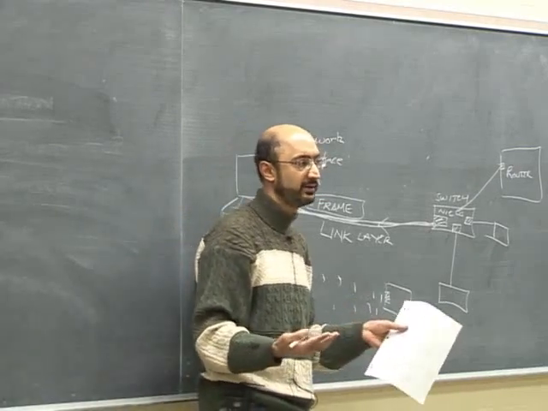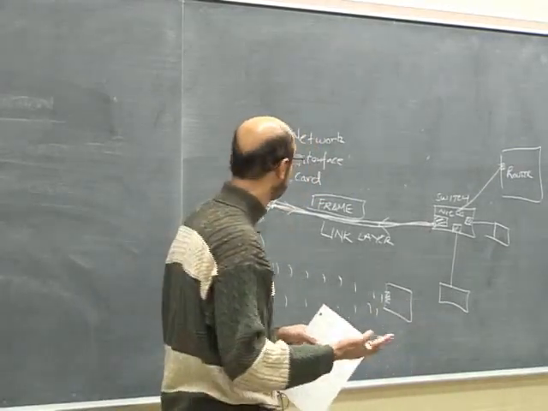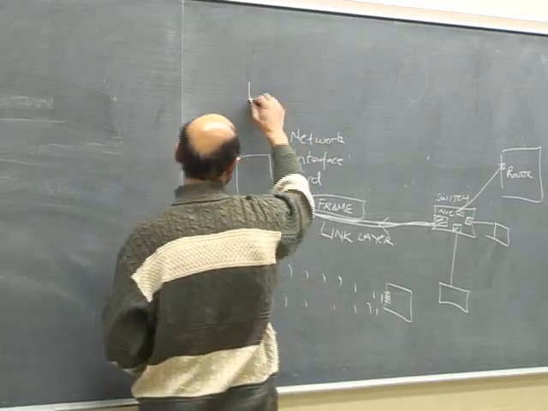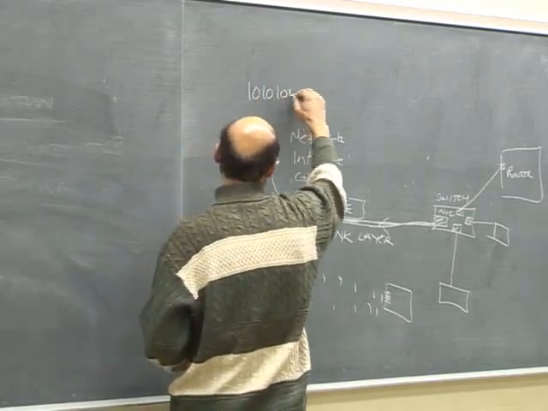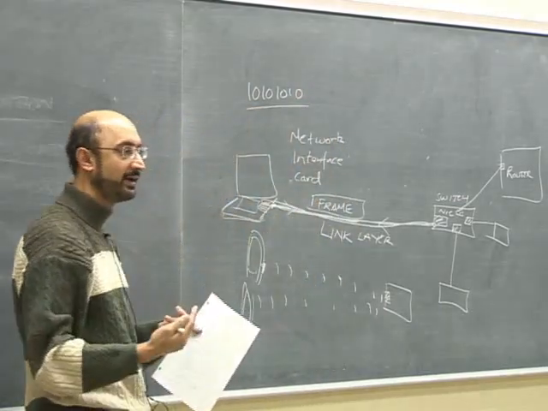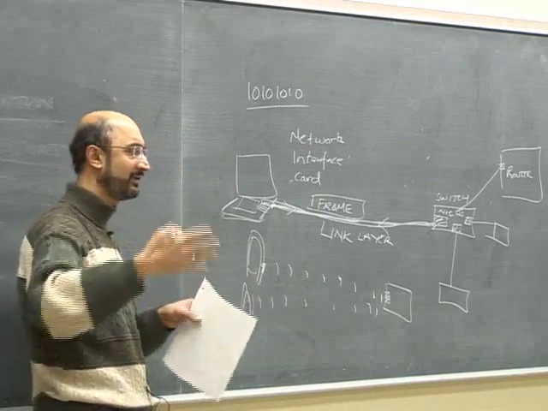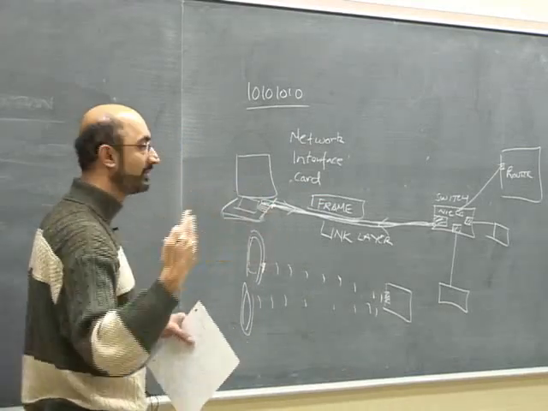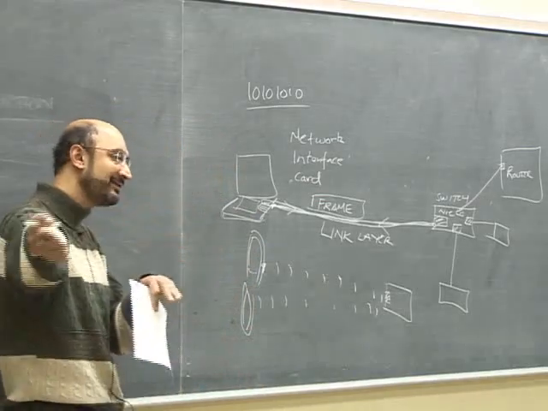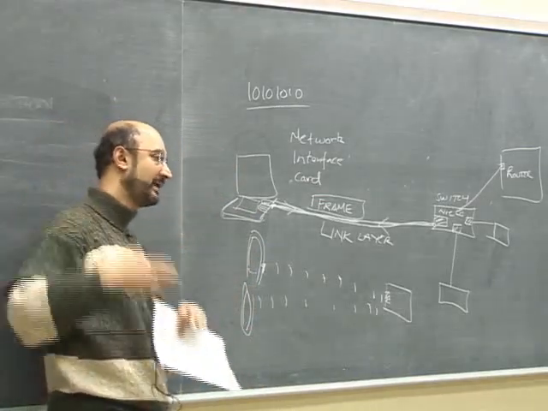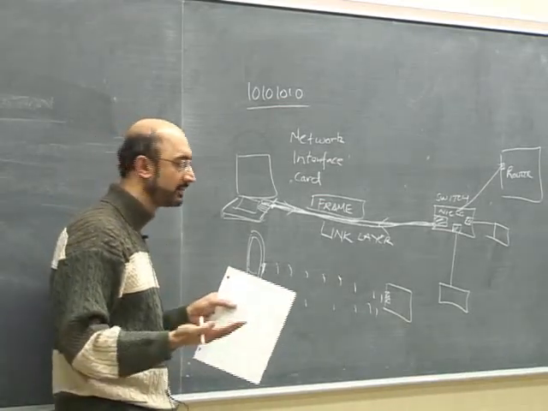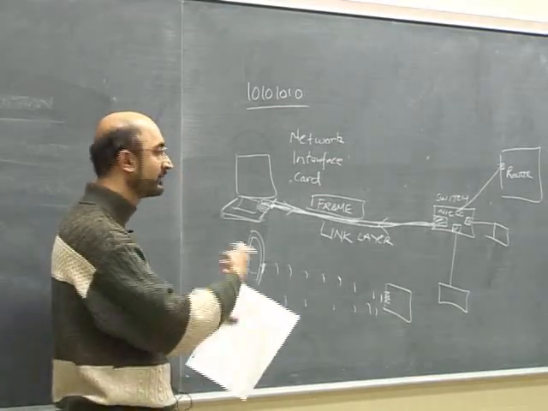How do you do that? The way you do it is that you pick a special symbol. For example, a symbol sequence like 10101010, a special byte, and you say I'm going to repeat it 8 times, one after the other. If you get that sequence 8 times in a row, then everything that comes after that is going to be data, because you expect that noise is not going to have this pattern in it.